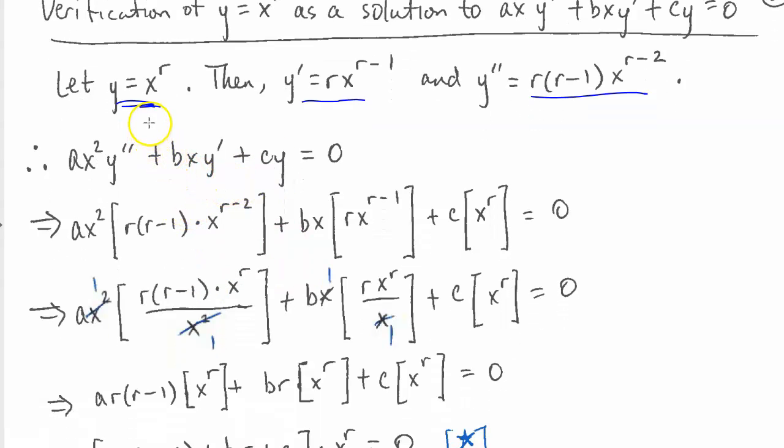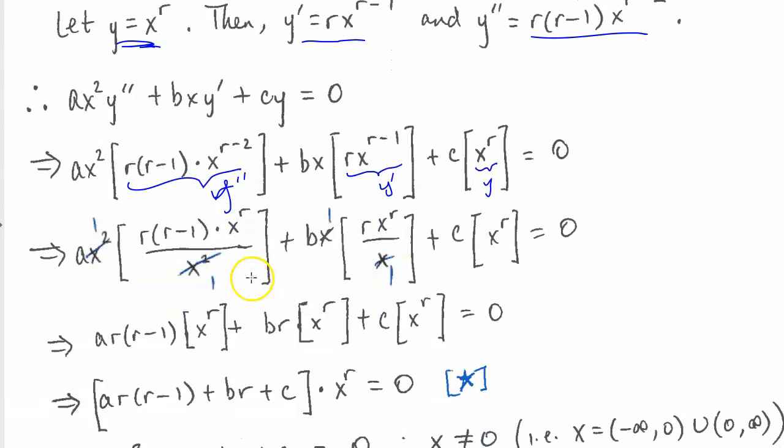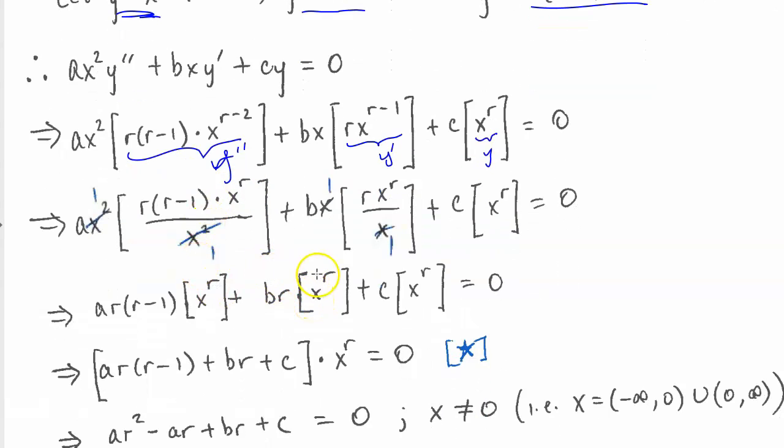So here, in verifying that this is actually a solution, we take our second derivative, which is what all this is, plug it in, the first derivative, all that, plug it in, and then of course our original function. And after we do some algebraic manipulation, you'll see here that what we end up getting is a situation where we have this particular expression multiplied times x raised to the r. Now, we know that x raised to the r can't equal 0 because we know x can't equal 0.